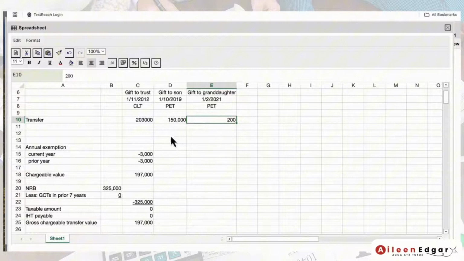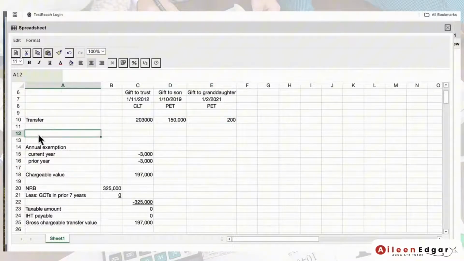Now, remember I said that before you apply any annual exemptions, you should be thinking about other exemptions that might apply to a transfer. And here we have this gift on the occasion of the son's marriage. And because it's coming from a parent to a child on occasion of that child's marriage, we can make the first £5,000 of that gift exempt. So that's the marriage exemption from a parent to a child.